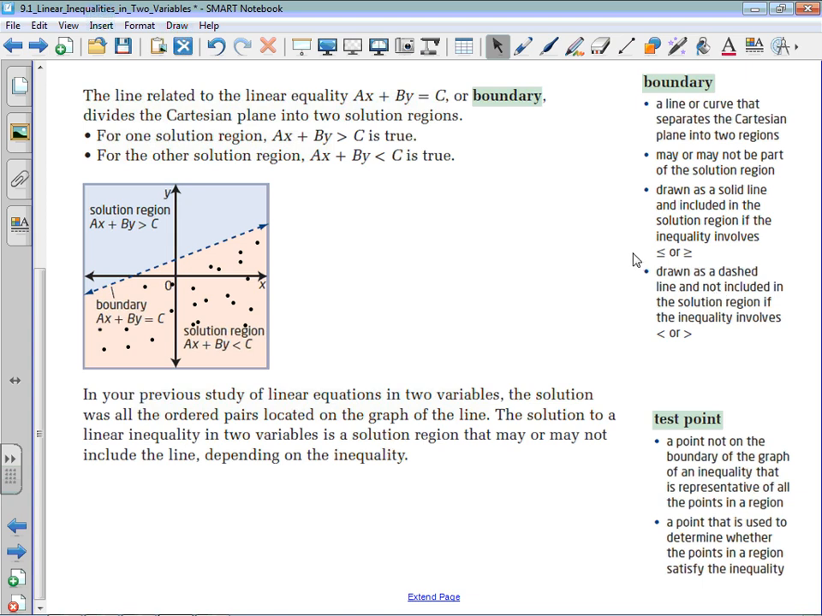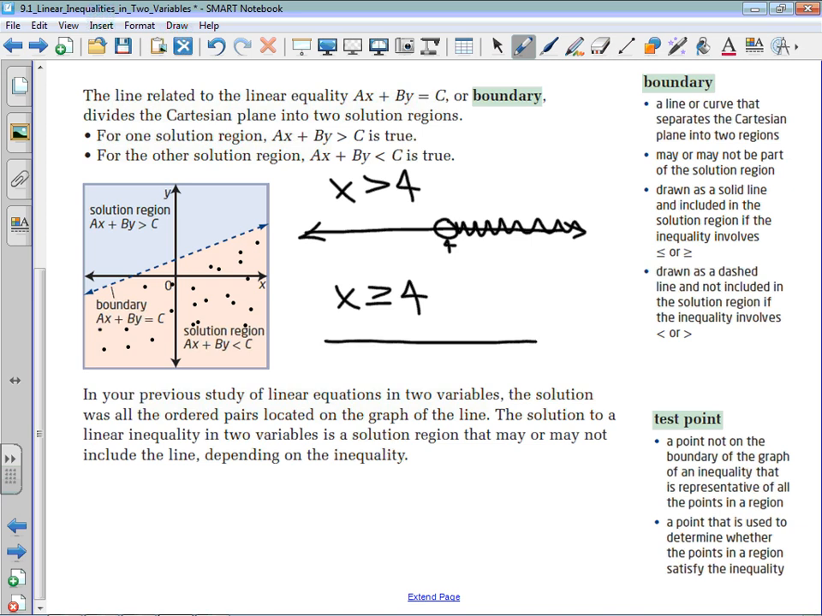And the kind of analogy that you've dealt with, and I want to draw this, that if I looked at the difference between x is greater than 4 and x is greater than or equal to 4 on a number line, if x is greater than 4, there's an open dot at 4, and then we shade everything to the right of it. If x is greater than or equal to 4, there's a solid dot at 4, and then we shade everything to the right of it.